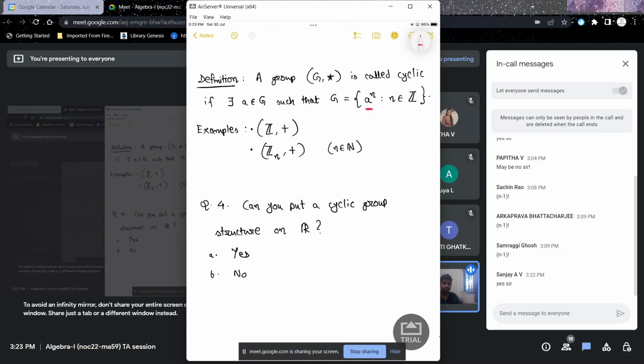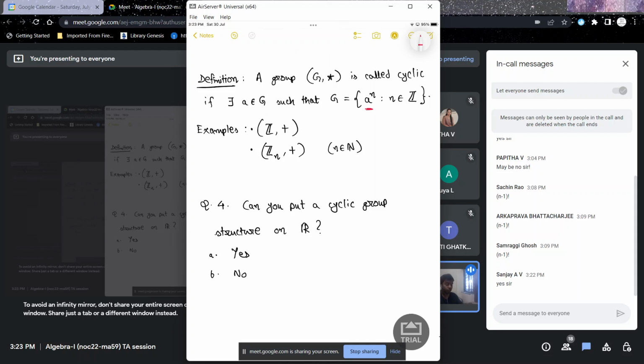In particular, if n is 0, then A is being composed with itself 0 times, and by convention we take that to be the identity element. A power 2 means A is being composed with itself twice, A star A. And A power minus 3, let's say, is just the inverse of A being composed with itself 3 times. Good. So a group G is called a cyclic group if you can find an element A in the group such that every element of the group is some power of A.